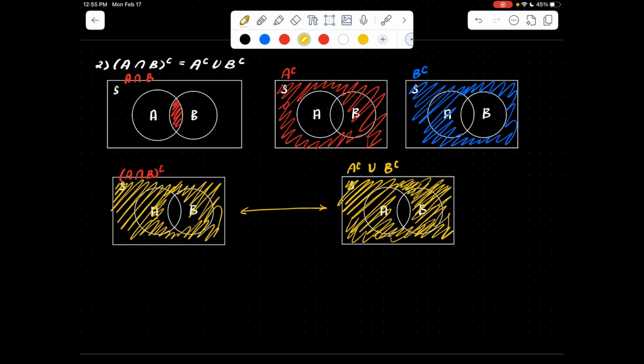Just to recap really quickly, in this video we covered set operations, unions, intersections, and complements, which are basically the fundamental building blocks of probability. Unions combine events, intersections find common outcomes, and complements deal with everything that's outside an event. And we also looked at De Morgan's laws, which help us manipulate these expressions and better understand how events interact.